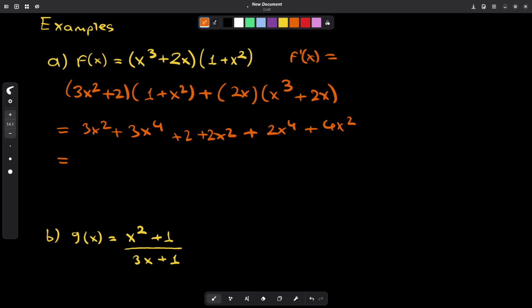Let's see, 3x squared from here, 3x squared, 2x squared, 5x squared, 4 more, 9x squared. We use these ones. Now, x to the fourth, there's 3 and 2, so 5 times x to the fourth, plus 2 is our f'(x). 9x squared plus 5 times x to the fourth plus 2.